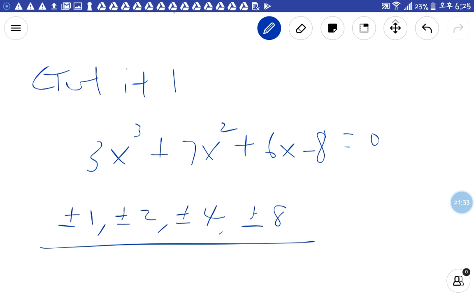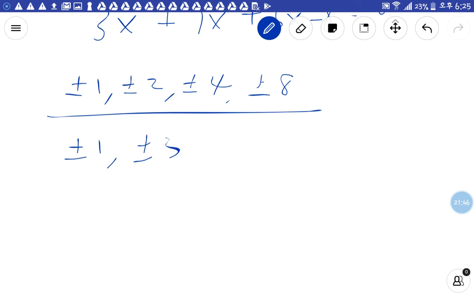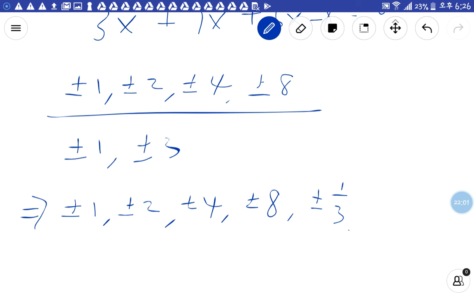all over, I got what? 3 is my leading coefficient. So I have plus or negative 1, plus or negative 3. Combine them so that I can list a possible rational root, which is plus or negative 1, plus or negative 2, plus or negative 4, plus or negative 8. That's all under 1. Now what? Plus or negative 1/3, plus or negative 2/3, plus or negative 4/3, plus or negative 8/3.